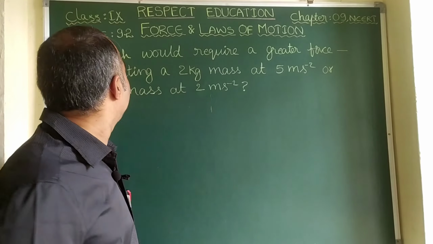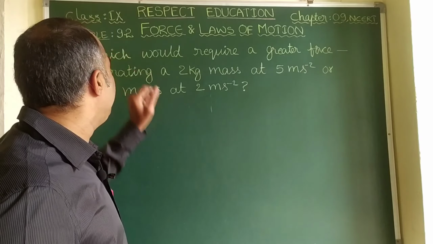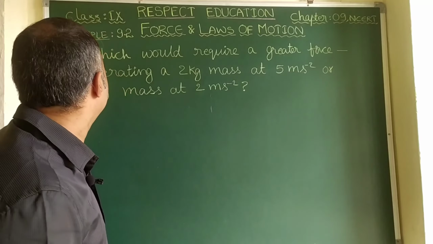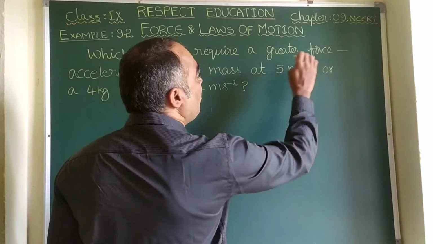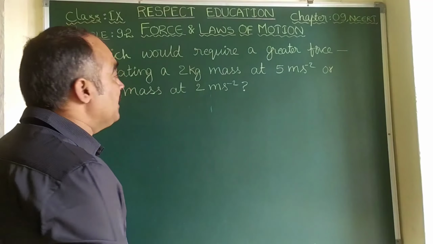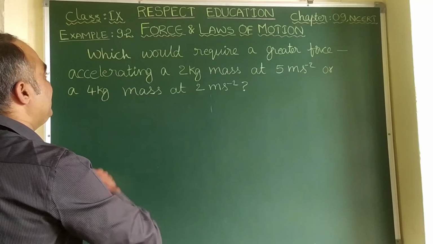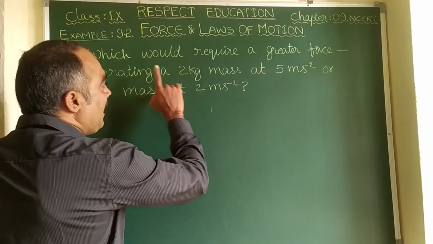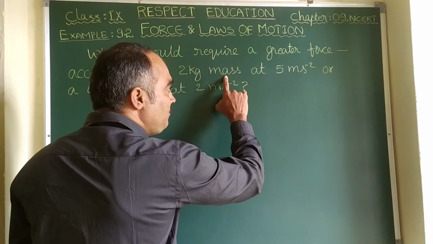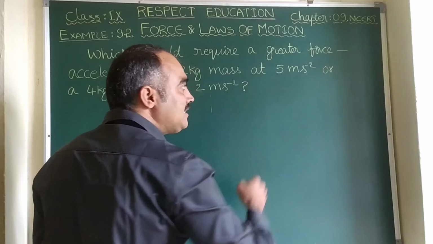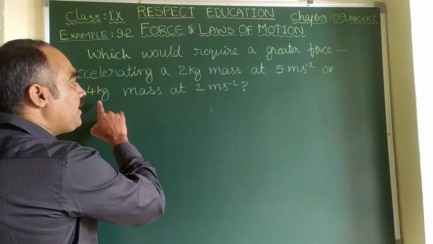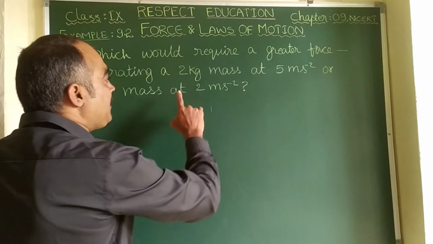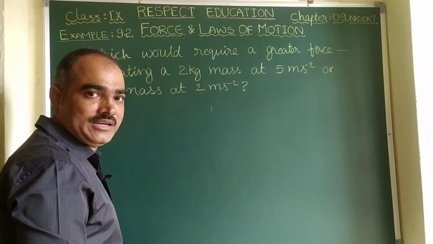Now we see example 9.2. The question is, which would require a greater force? Here there are two situations. First one is accelerating a 2 kg mass at 5 meter per second square, or the second case is a 4 kg mass at 2 meter per second square.